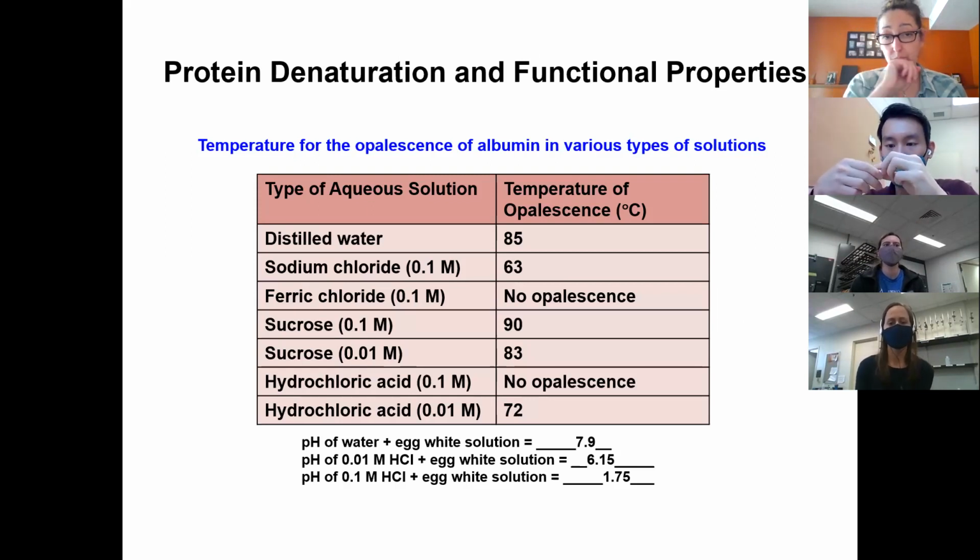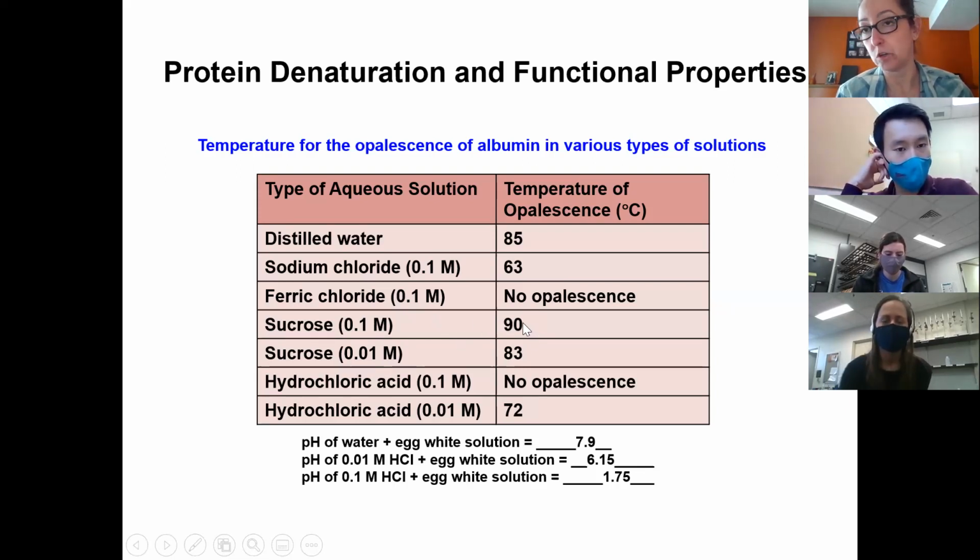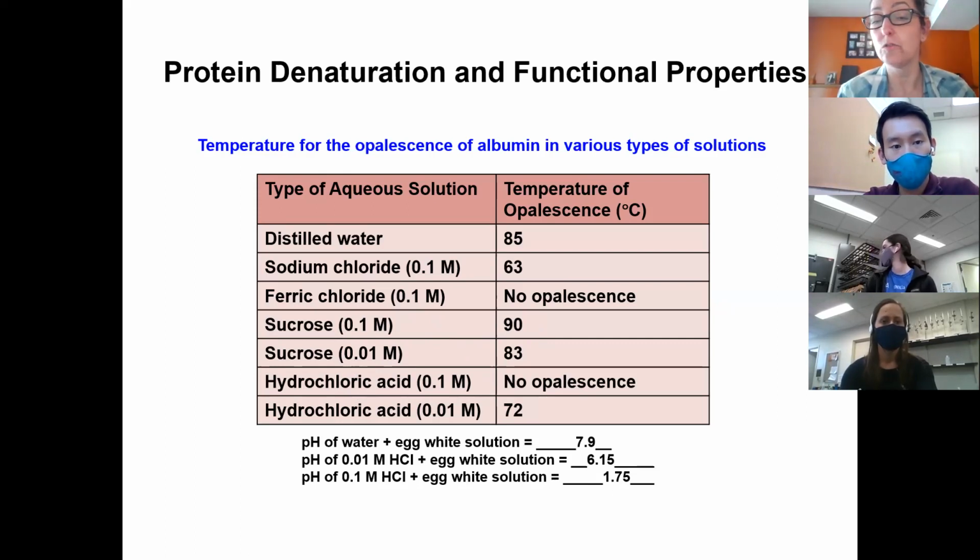When we add sucrose, 0.1 molar versus 0.01 molar, it enhanced opalescence. So sucrose acted as, not enhanced, sorry, it increased the temperature. So the denaturation occurred at higher temperature with the sucrose at this particular concentration. With acid, at high molarity, we measured the pH, it was about 1.75. Very, very acidic. So you have a lot of net charge, then you don't reach opalescence.